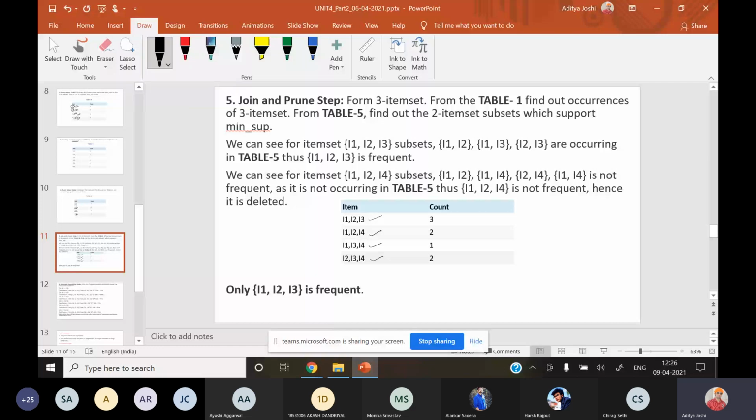So for counting, you will check the initial table, right? And for joining, you will check its previous table.